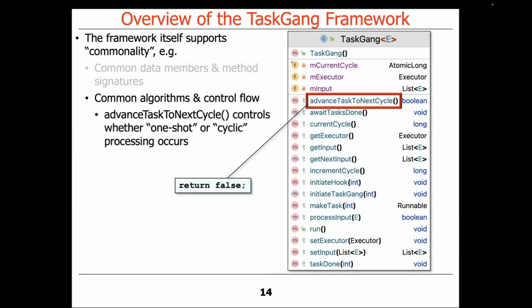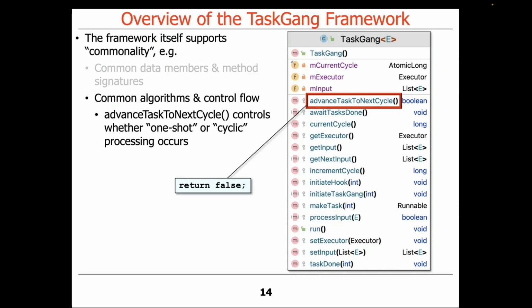There's another method called advanceTaskToNextCycle, which controls whether or not we're doing one-shot processing, which means we just run one time for all the initial input, or whether we run the first time on the initial set of input, and then we do another cycle for the next set of input, and then maybe another cycle for the next set of input, and so on and so forth.